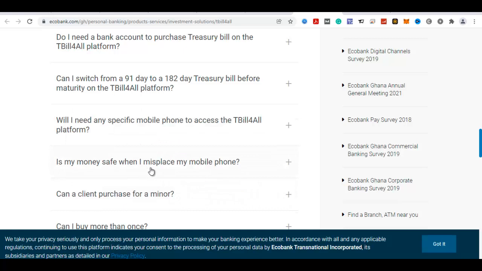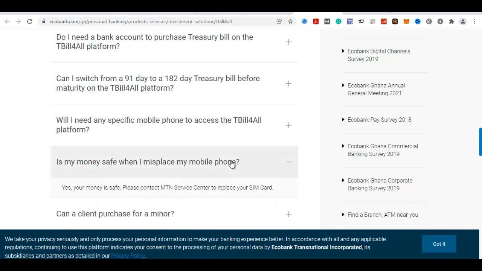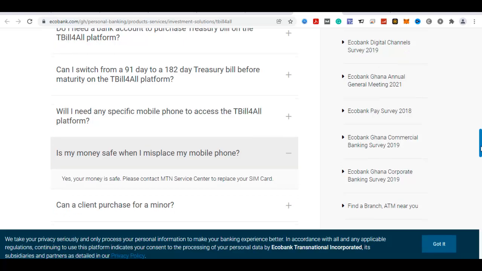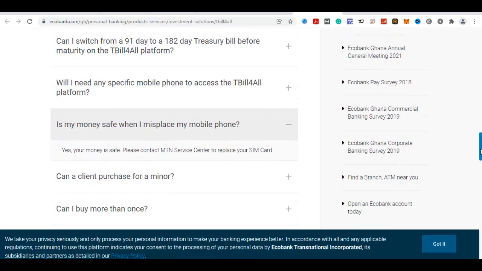Is my money safe when I misplace my mobile phone? Yes, your money is safe. You just have to contact your service center and then replace your SIM card. That is it. You are good to go. And once your mobile money account is activated, you are good to go. You can access your funds.